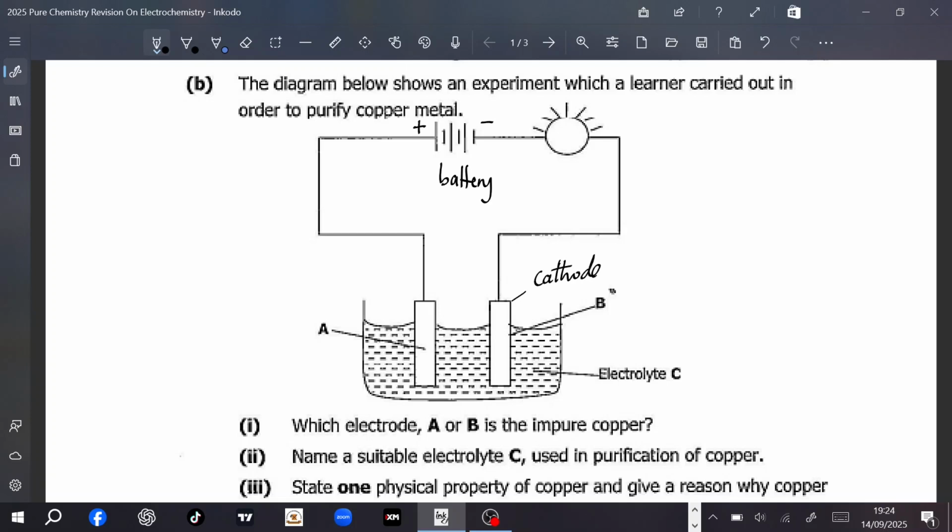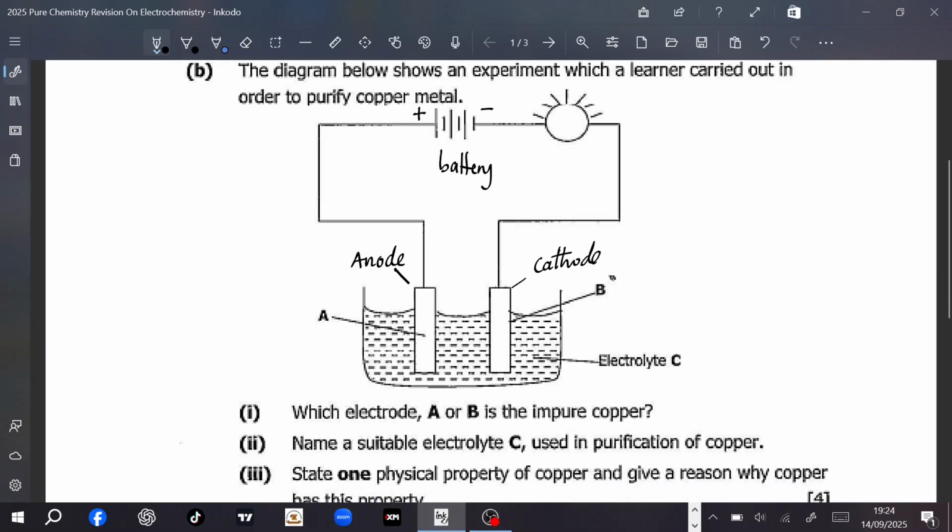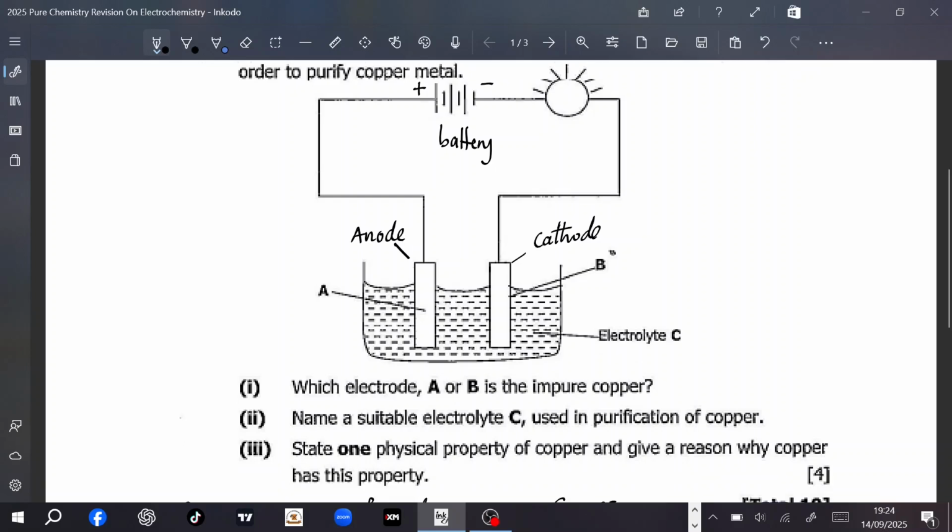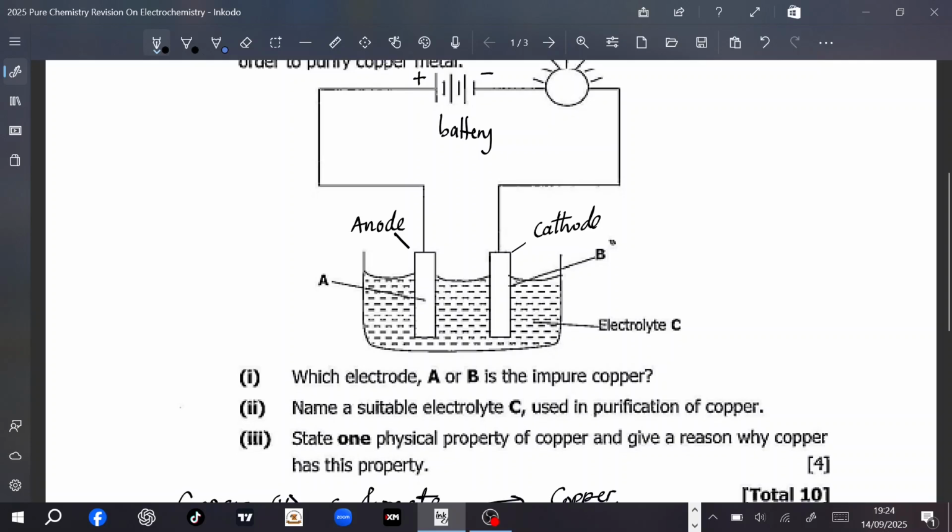You need to know that. Then this side connected to the positive, it is the anode. Okay, so I've done that in advance. So then we have electrode A and electrode B. Then we have electrolyte C. So let's move to the question.